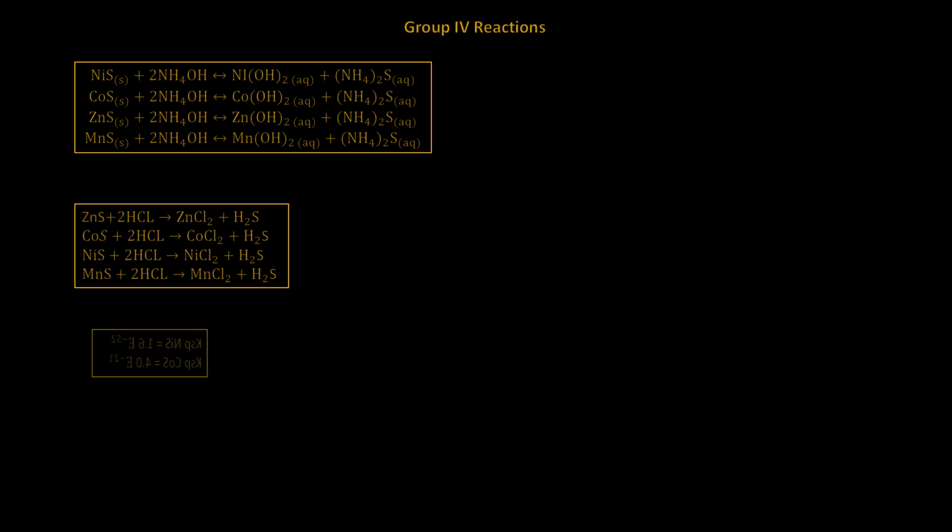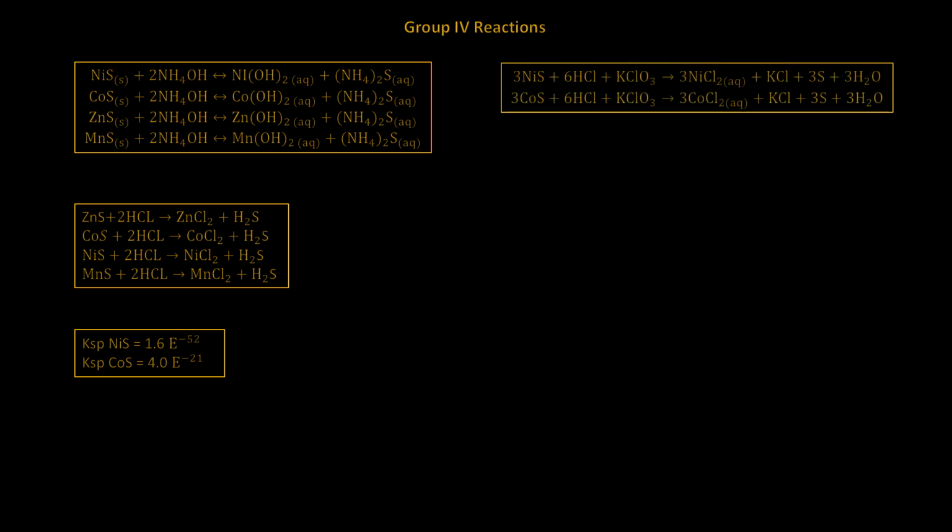However, the nickel and the cobalt molecules will slightly be solubilized due to their lower KSP values and will remain mostly unreacted, leaving them in their original form as sulfides. Adding additional hydrochloric acid and some potassium chlorate to the precipitate will result in elemental chlorides of cobalt and nickel. The water is boiled to remove the sulfur.